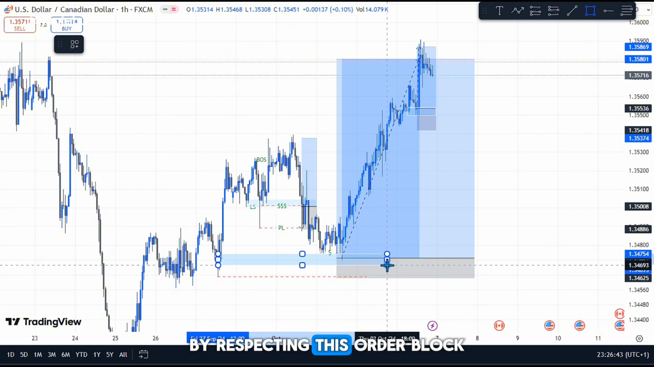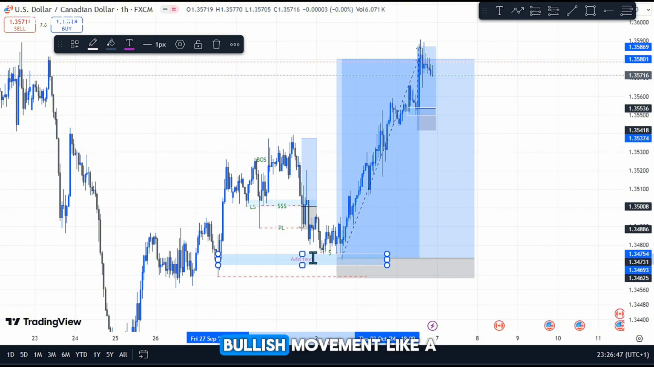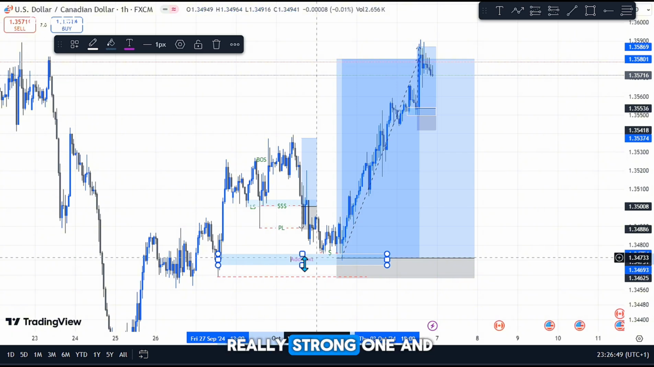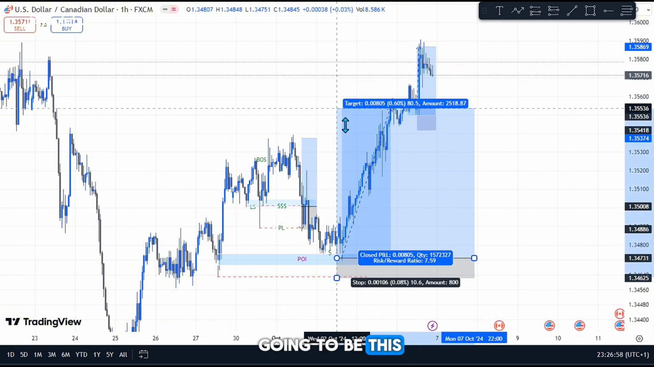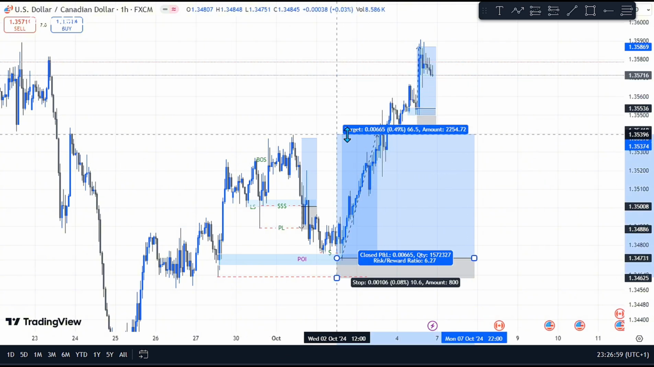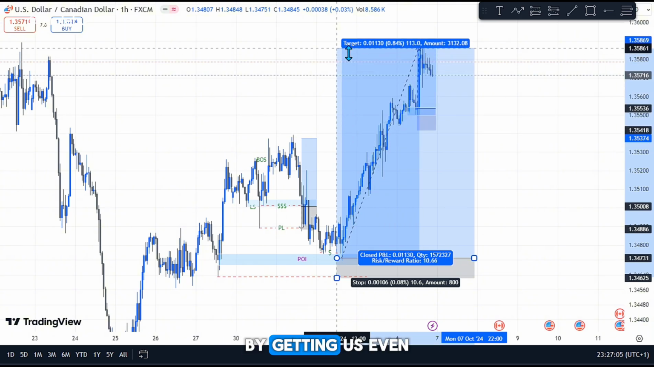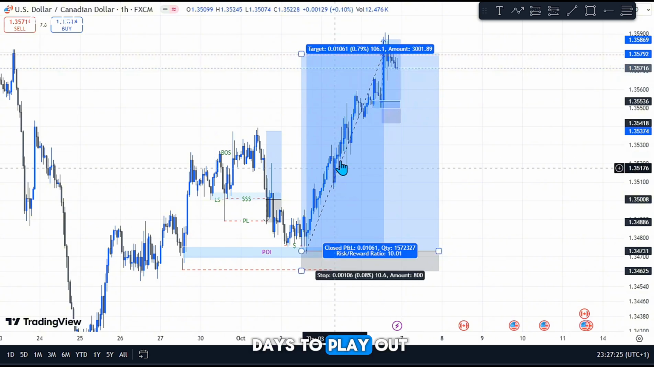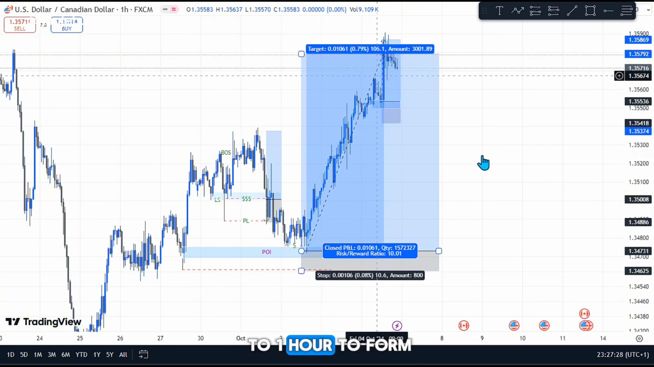By respecting this order block, we saw a strong bullish movement, like a really strong one. And normally, if you took this type of trade, your own target is going to be this break of structure, because this is obviously the next break of structure or higher than it a bit. But price actually did a good job by getting us even to here. It took about 2 days to play out, let me just say, because this is a 1 hour time frame, so every candle here took 1 hour to form.